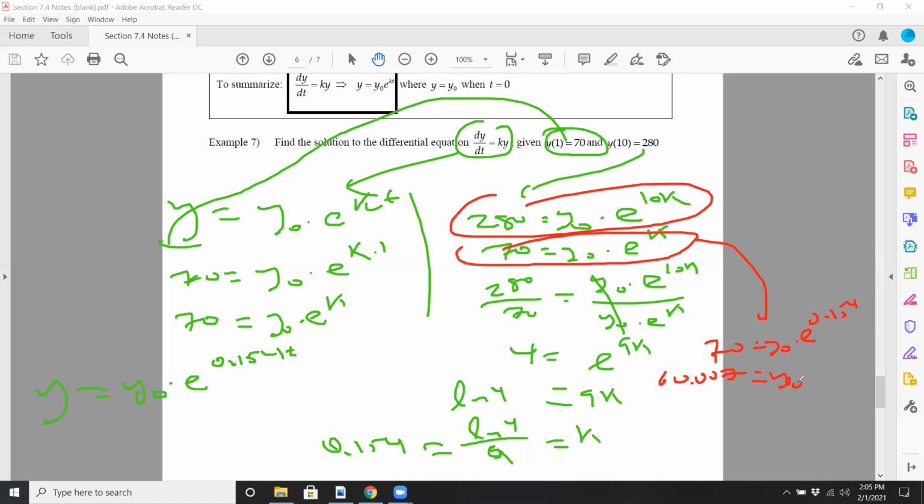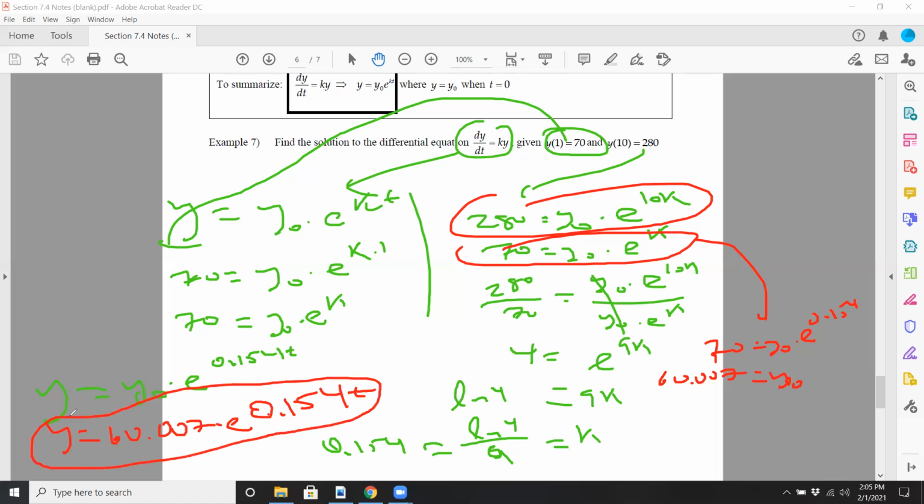That's y sub 0. So that's my answer: y equals 60.007 times e to the 0.154t. And if you want, you could plug in 1 for t and see if you get 70. Plug in 10 for t and see if you get 280. And you should. And very important, when I solve for this here, I didn't round too soon.